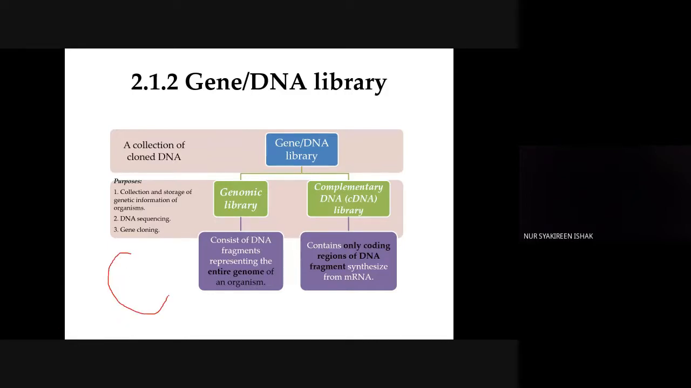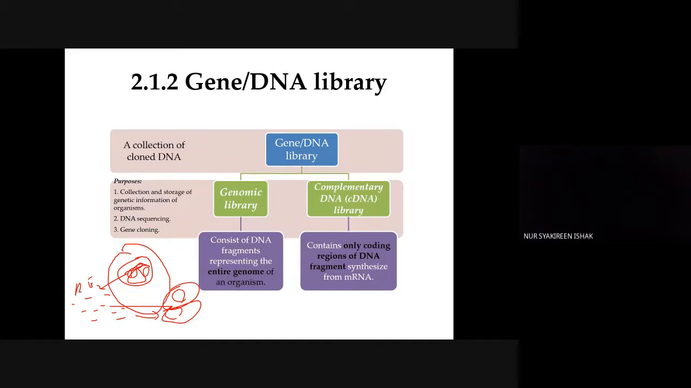So this is a cell. In the cell you have your DNA. So you isolate the DNA and then you cut using restriction enzyme. You cut using restriction enzyme, so you have many copies of your DNA. And then you insert into plasmid. So you insert into plasmid, and then the plasmid will be taken up by the bacterial cell. So the bacteria will divide many times to form many copies of the DNA fragments.